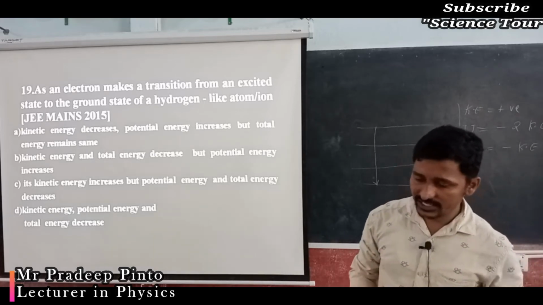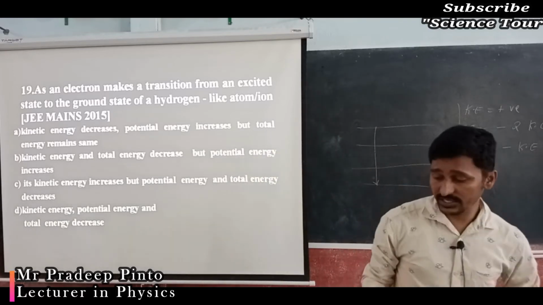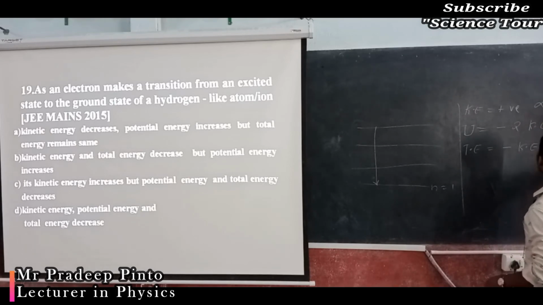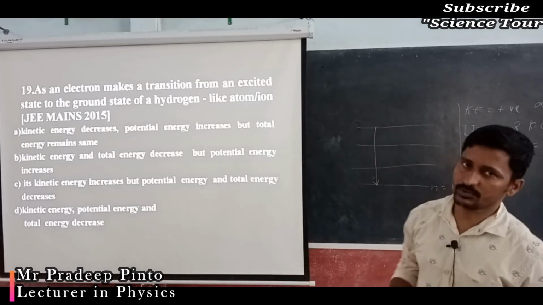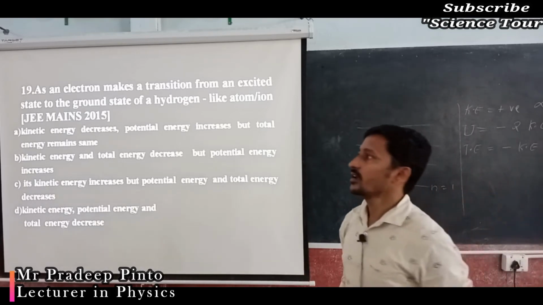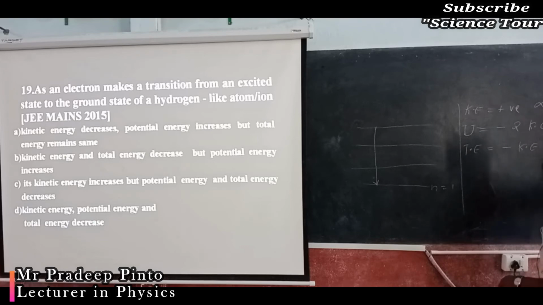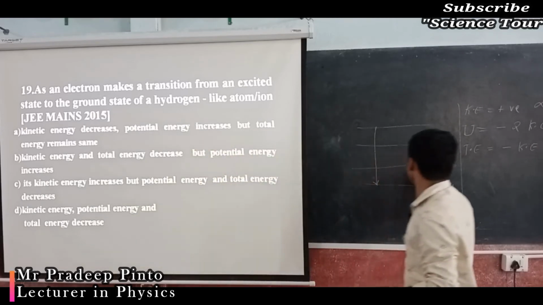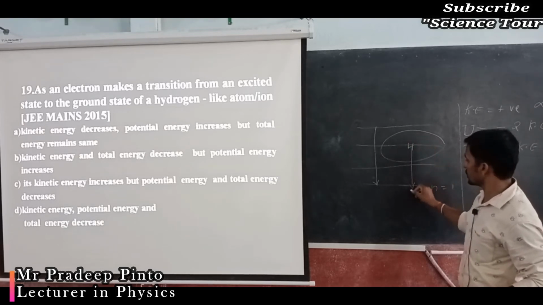If you write down the expression, total energy is divided by n square, so it is directly proportional to 1 by n square, or inversely proportional to n square. This is also inversely proportional to n square, and this is also inversely proportional to n square. Now what happens when the electron makes a transition from an excited state to the ground state? It was at 4, say for example, now it jumps to 1.